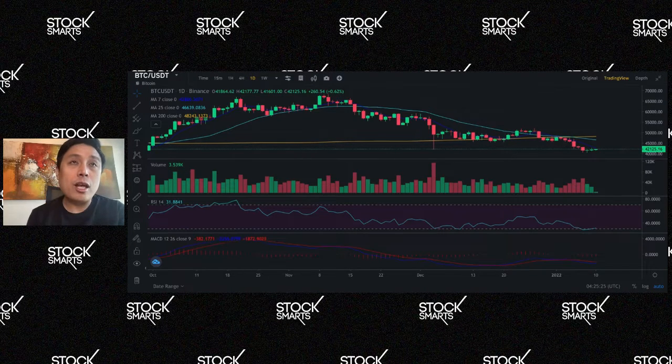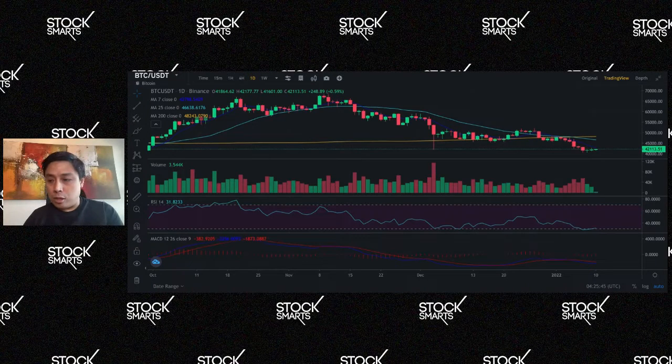But I do hope that as I share this, it gives you enough information to see the logic, the rationale on how I combine candlesticks, support and resistance, RSI, MACD, or other technical analysis indicators that I currently use. So let's start.